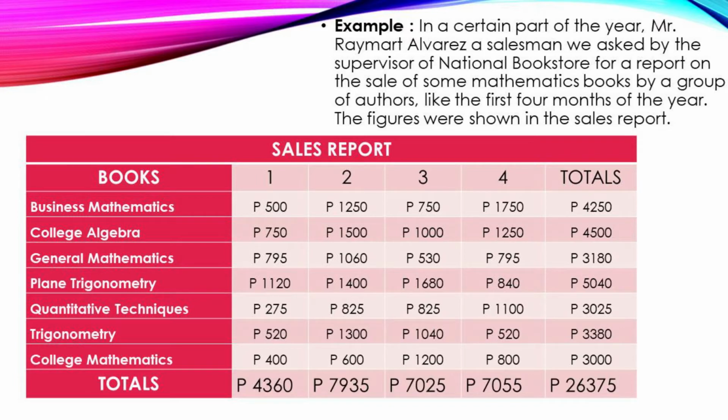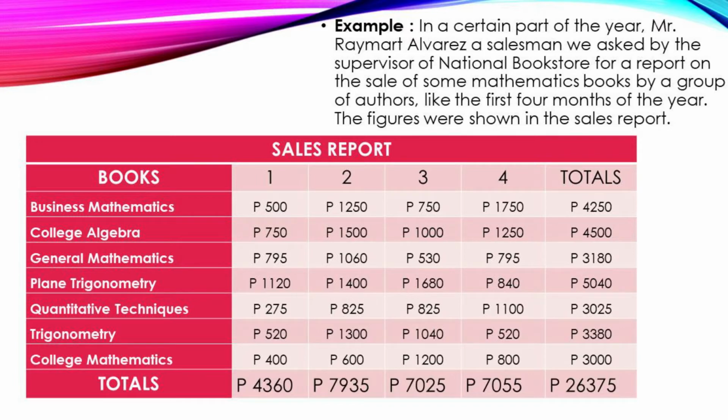Second month, 1,500 pesos. Third month, 1,000 pesos. Fourth month, 1,250 pesos. Then the total for first month to fourth month in college algebra is 4,500 pesos.